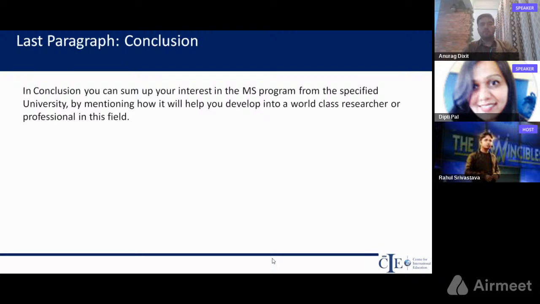So it's a very detailed document. It takes a lot of time. It can take 1 to 2 months. Sometimes it can take even 4 to 5 months to write this document. So the more detail you bring into this document, the better chances you make for yourself of getting an admission.